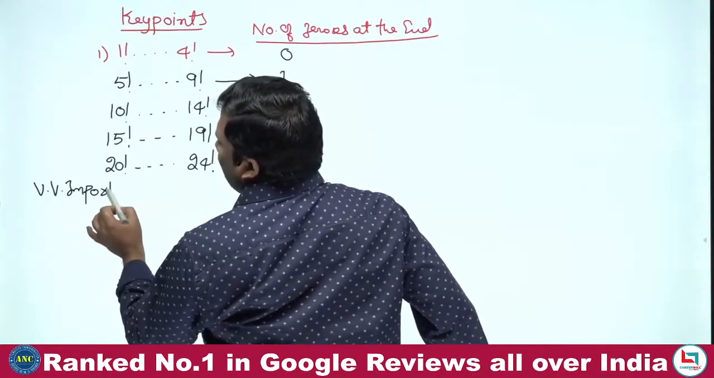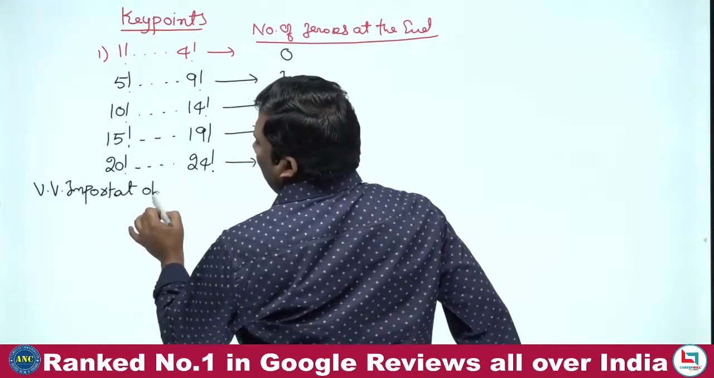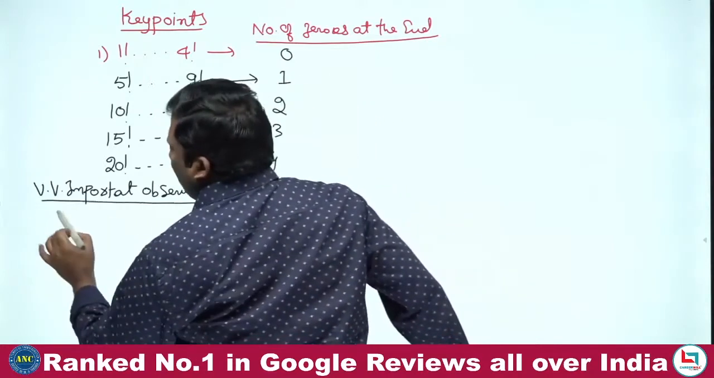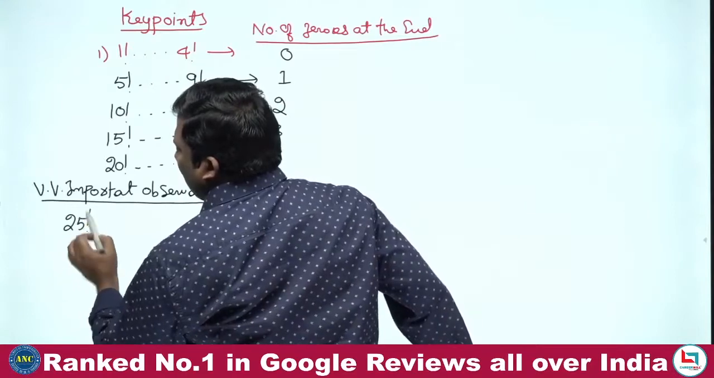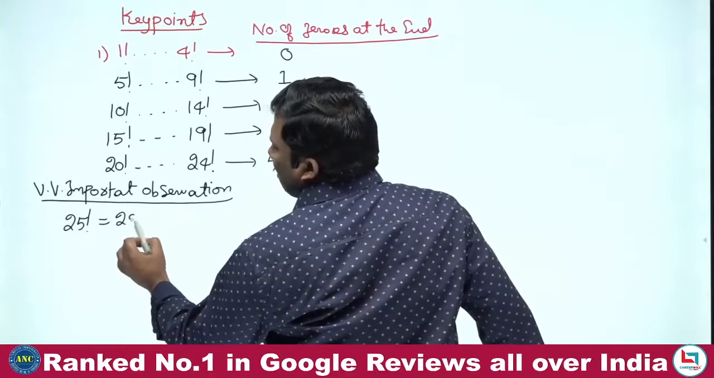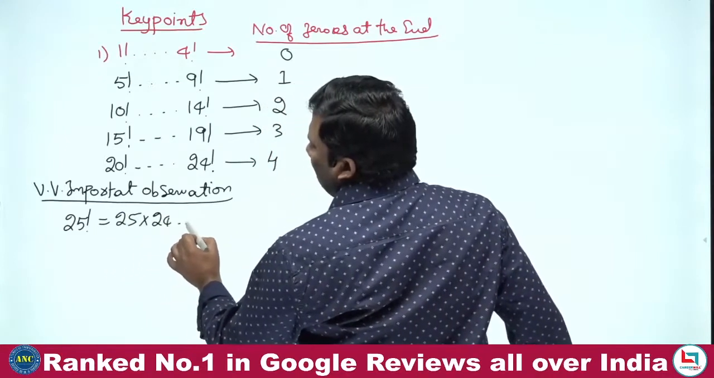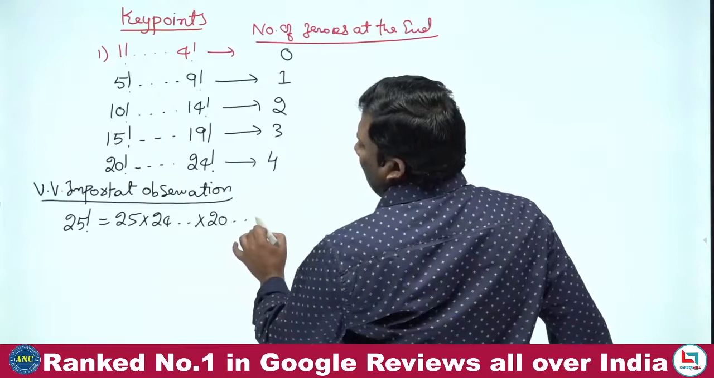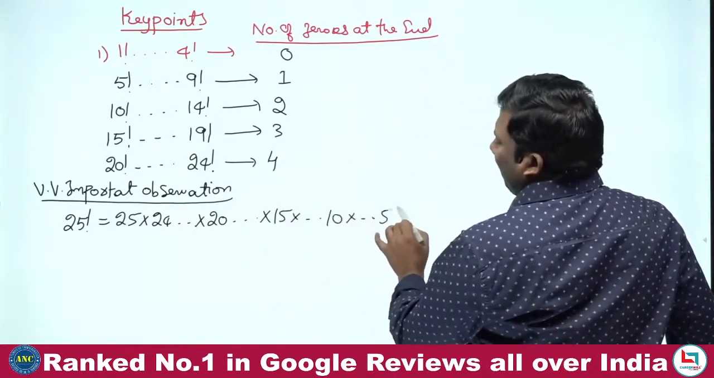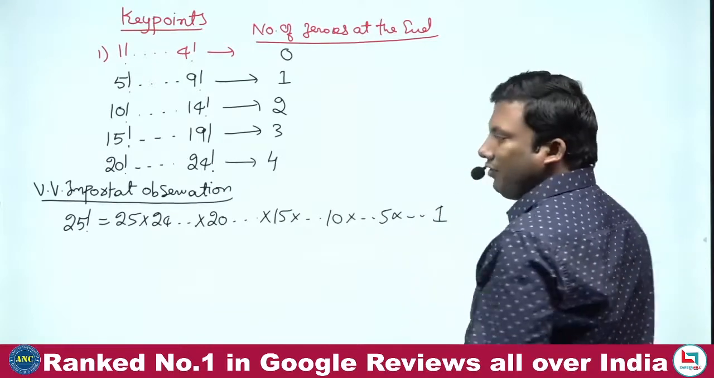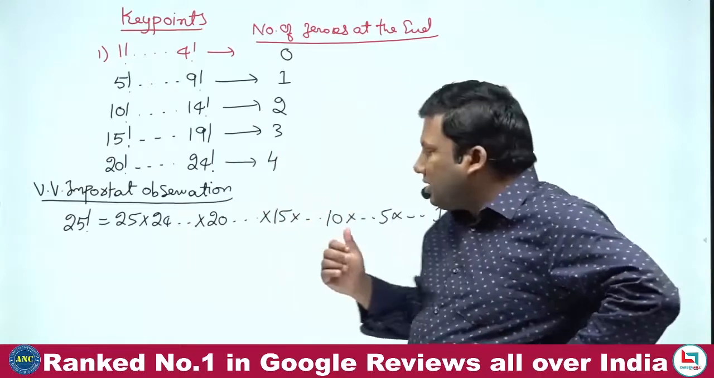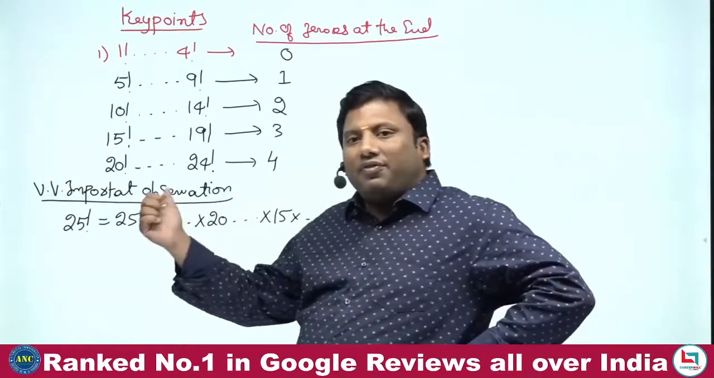Now, a very, very important observation. Listen carefully, sir. Suppose I take 25 factorial. 25 factorial is 25 into 24 and so on, 20 and so on, 15 and so on, 10 and so on, 5 and so on up to 1. The factorial definition is the product of all natural numbers from 1 to n. From 1 to 25 I wrote.